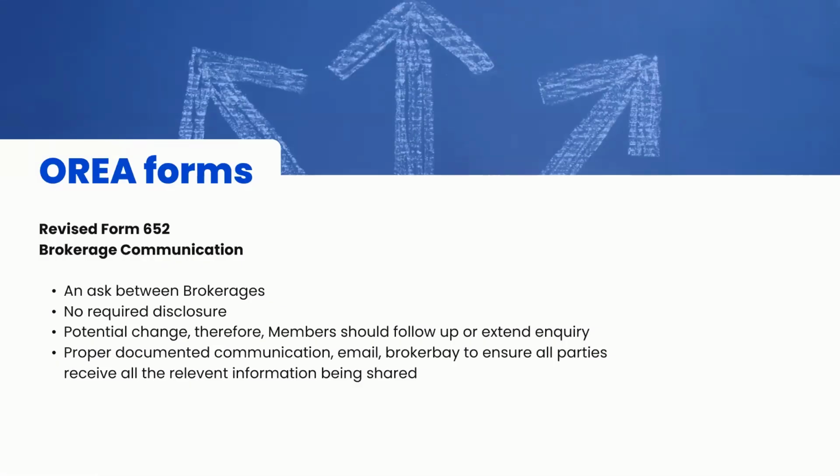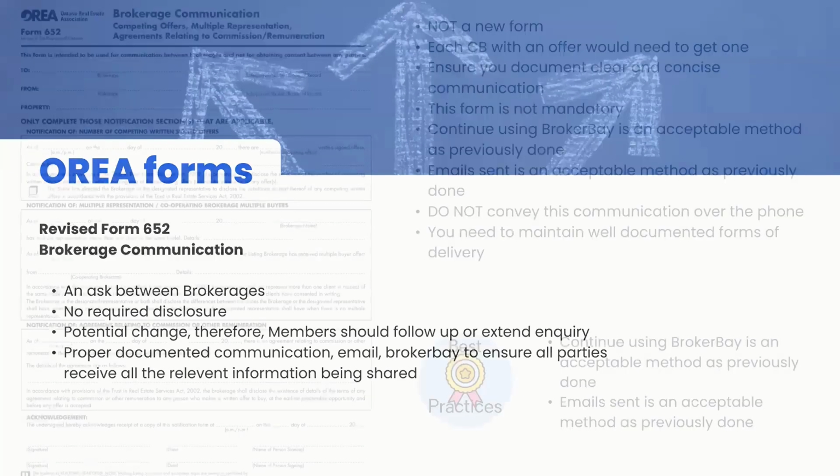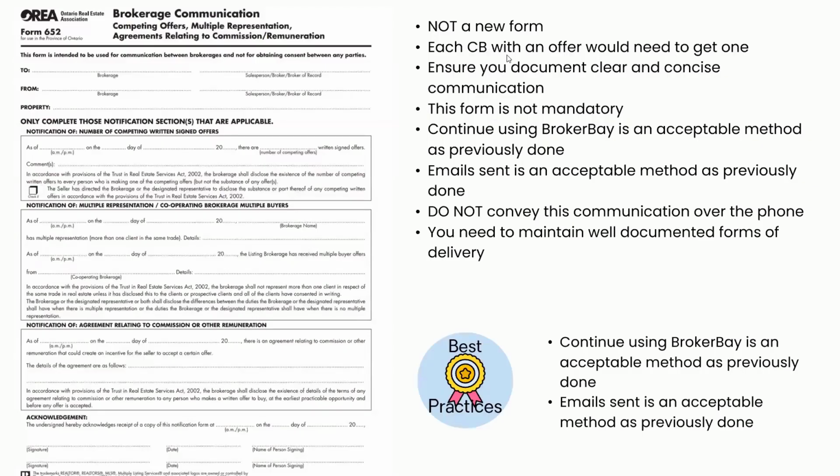So, revised form 652. This is brokerage communication. This is an ask between brokerages, no required disclosure, potential change. Therefore, members should follow up or extend inquiry with proper documented communication, email, Broker Bay, to ensure all parties receive all the relevant information being shared. And it makes sense for us to look at form 652. So this is the brokerage communication.